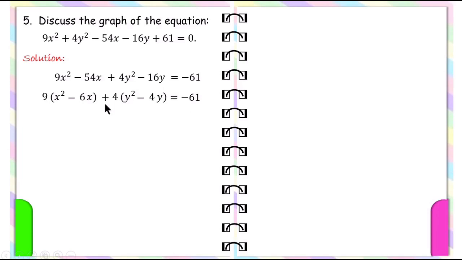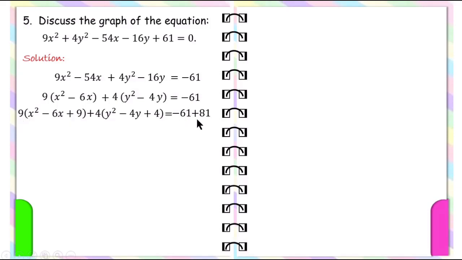We can now complete the square in x and y. For x, square half the coefficient of x, which is negative 6. Negative 6 divided by 2 is negative 3, and negative 3 squared is positive 9. Plus, the coefficient of y is negative 4. Half of negative 4 is negative 2, and negative 2 squared is positive 4, equals negative 61 plus 81. Do not forget we have factored out 9, so we must multiply it with this value.